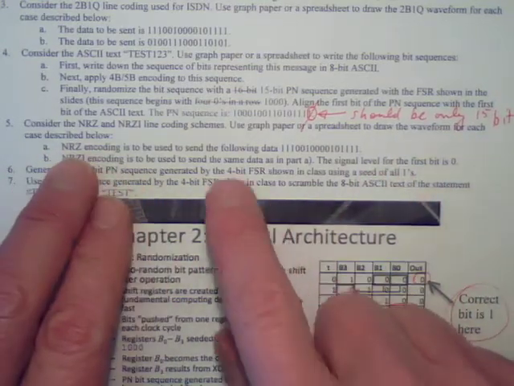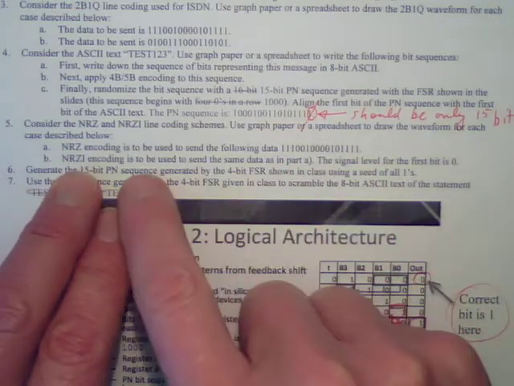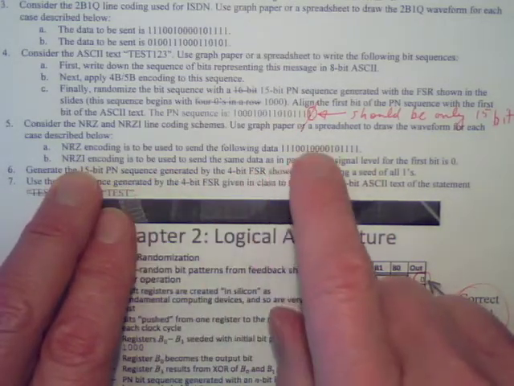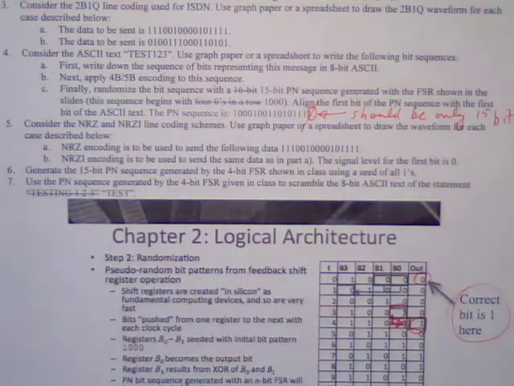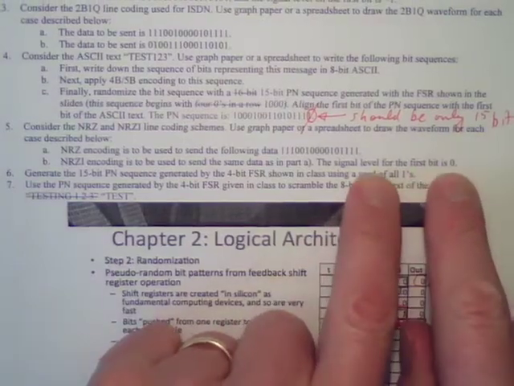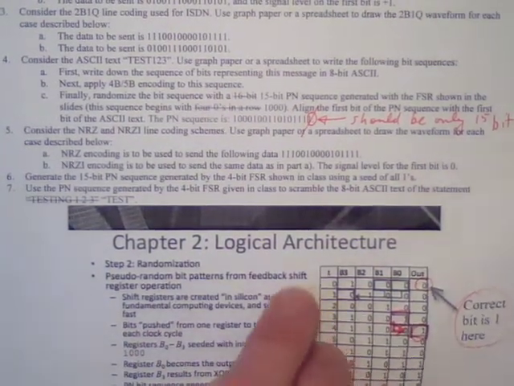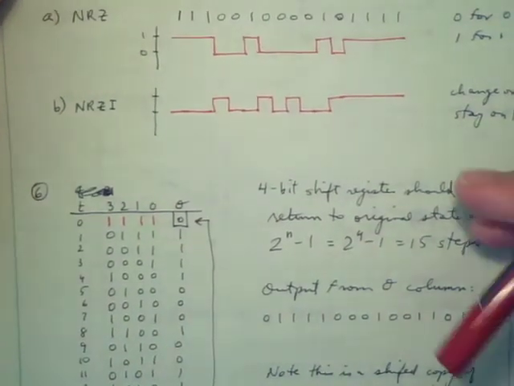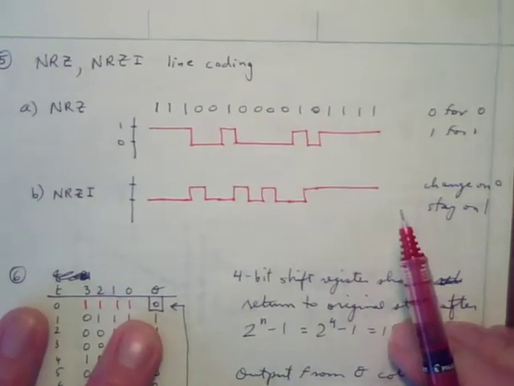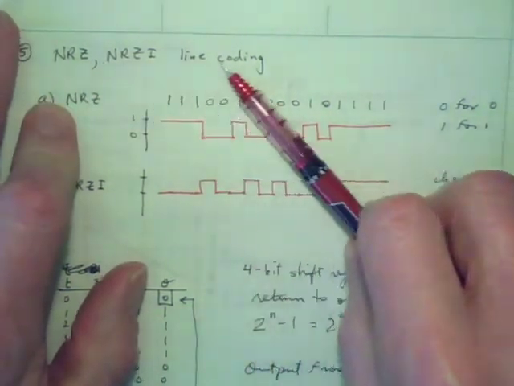Part A says use NRZ on this bit sequence. Part B says use NRZI on the same bit sequence as A. And on the NRZI, you have to know that the signal level for the first bit is a 0. And as I review the scheme for NRZI, you'll see why we have to give you that. Here's the solution, and you can see that I've said NRZ, NRZI line coding.